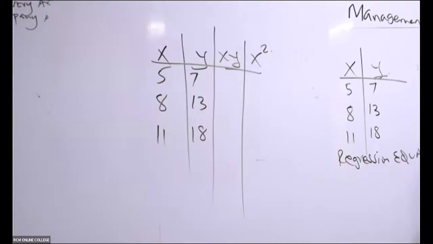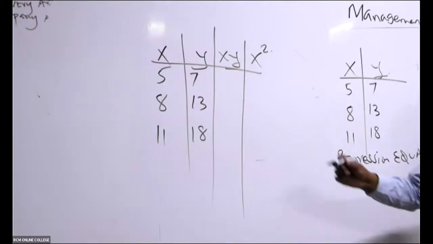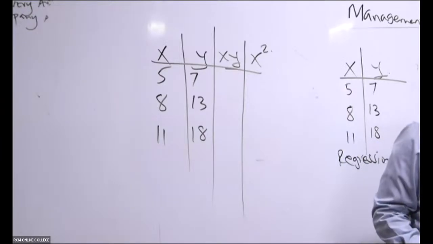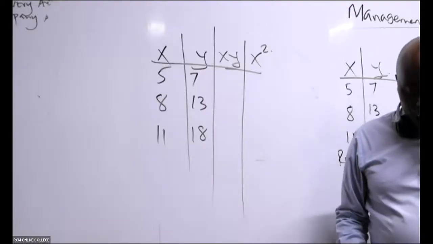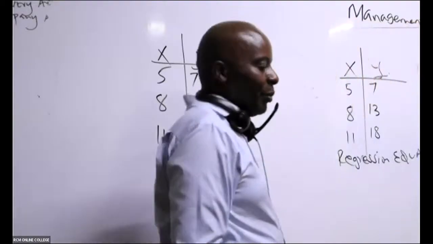Abracadabra, life is good. So you create columns. Life is very good. So xy means we multiply, isn't it? Xy means we are multiplying.